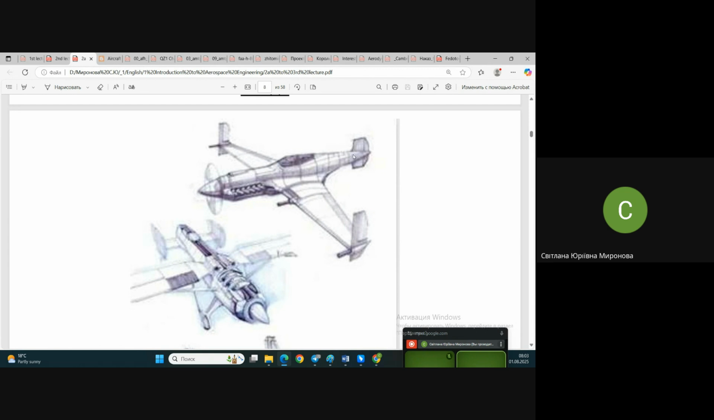Even visually, it looks like it's not very stable, but the lack of stability results in higher maneuverability. So when it comes to passenger airplanes and cargo airplanes, we are much concerned about stability, safety of flight. When it comes to military airplanes, we are more concerned with their maneuverability, their flight performances, which help to survive in the battle, in the air battle.